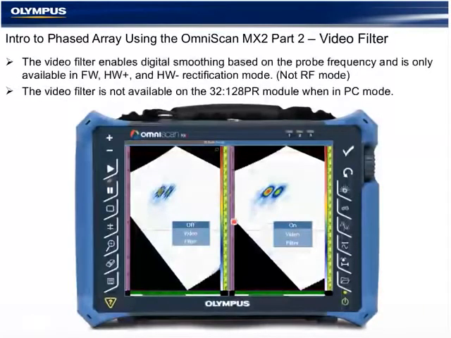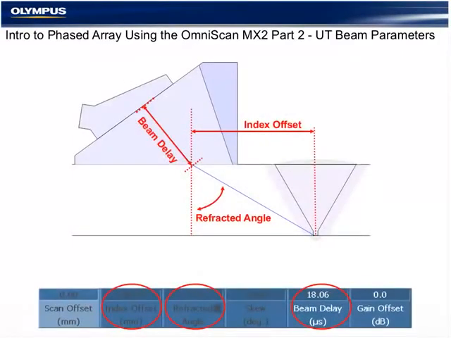Select the video filter. Video filter is a type of digital smoothing that allows us to more easily identify the center of energy or our location for a measurement. And our beam parameters we'll talk about directly on the instrument, so I'm going to skip over this quickly.